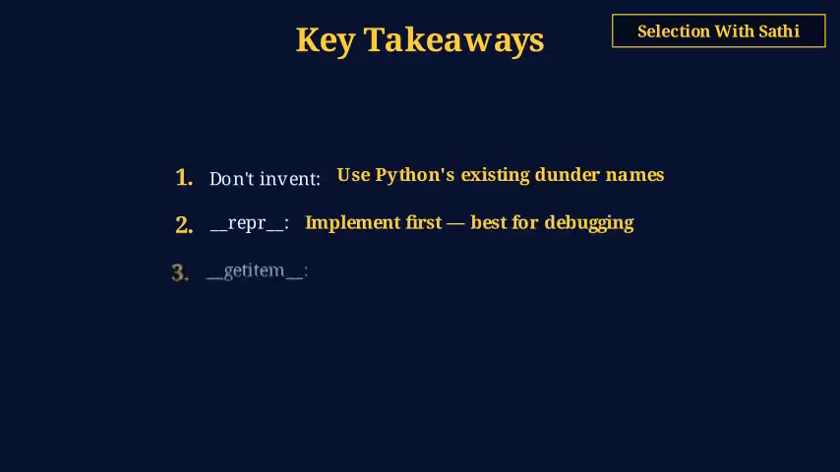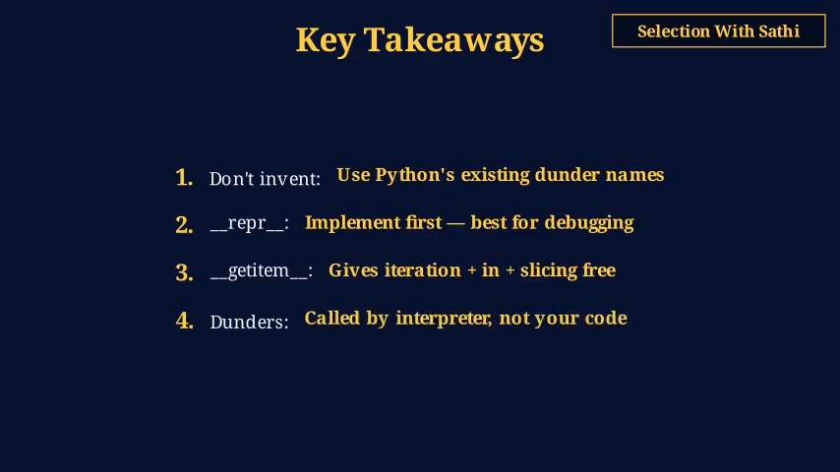Key takeaways from the Python data model. Don't invent your own special method names, use the ones Python defines. Always implement __repr__ first, it's the most useful for debugging. Remember that __getitem__ alone gives you iteration, in, and slicing for free. Special methods are for the interpreter to call, not for your code to call directly.